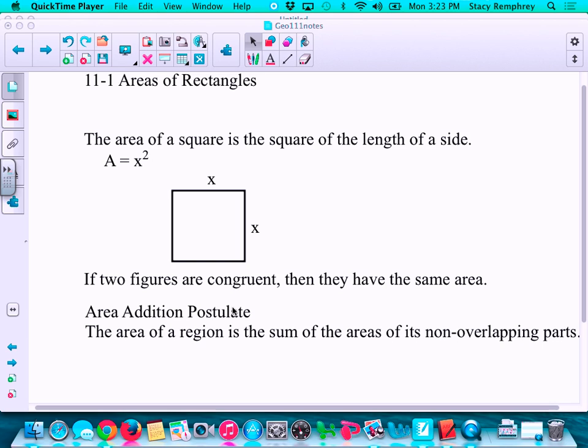If two figures are congruent, then they have the same area. Notice that the converse of this statement wouldn't be true. Just because they have the same area doesn't mean they're congruent. But if you're told up front they're congruent, then they do have the same area. The area addition postulate joins our other addition postulates, basically saying that if you add the sum of two small regions, you get the area of the larger region that they make up.